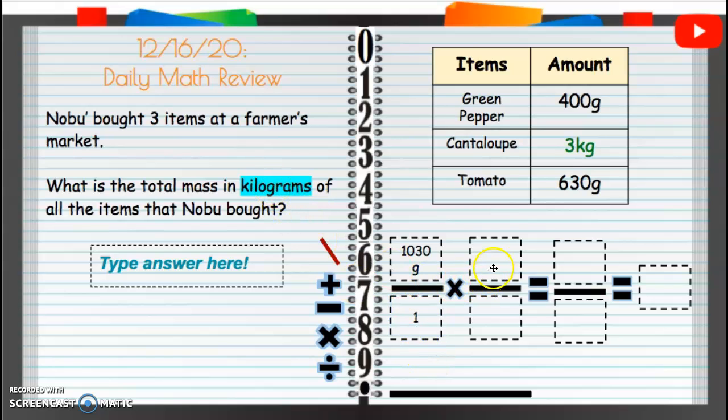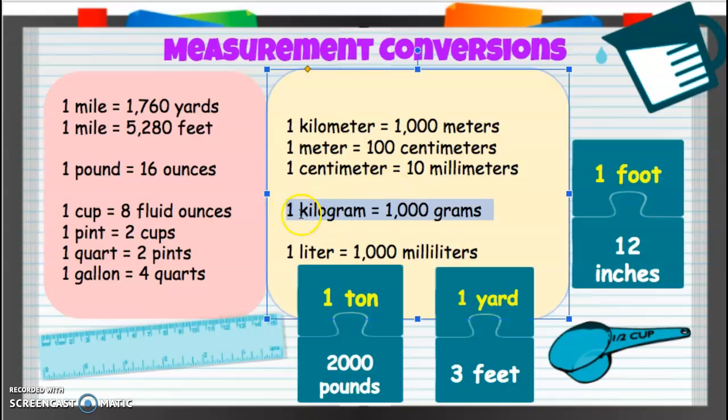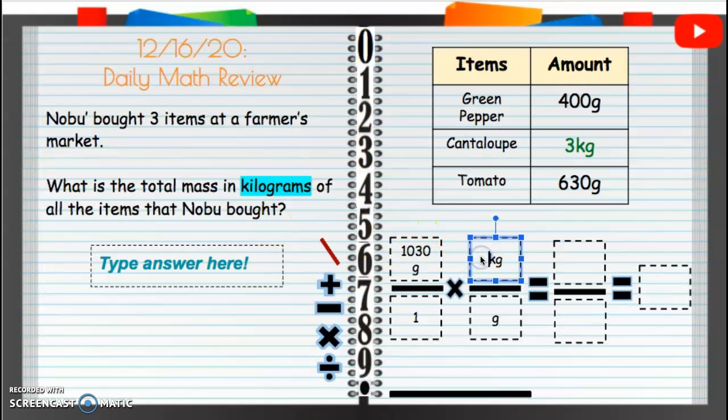We're going to try to get it to kilograms, trying to get rid of the grams. All right, kilograms and grams. Let's take a look back. Ooh, 1 kilogram equals 1,000 grams. So 1 kilogram equals 1,000 grams. All right, let's multiply so we can cross out our grams, because grams divided by grams equals 1, and that will not change our value.